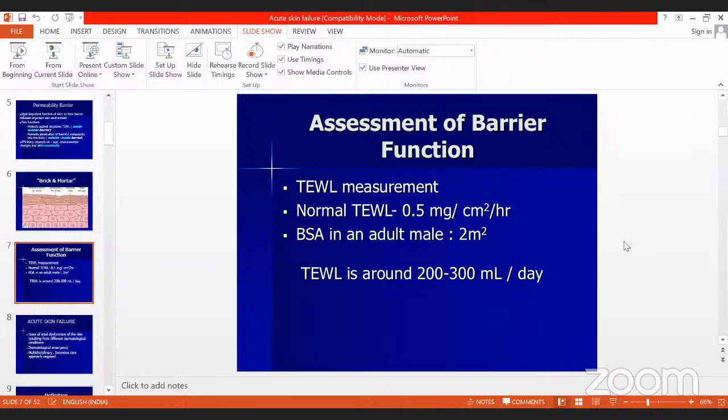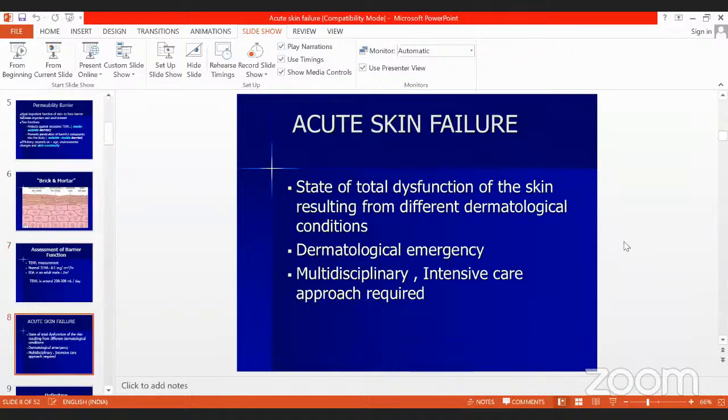This is the normal loss that takes place in a person who's normal, 200 to 300 ml of water loss. So that happens by evaporation, sweating, and other things. This is what goes up drastically when you have acute skin failure. So in acute skin failure, there is a state of total dysfunction of the skin resulting from different dermatological conditions. It represents an emergency, which is why we are talking about it today, and needs a multidisciplinary and intensive care approach.